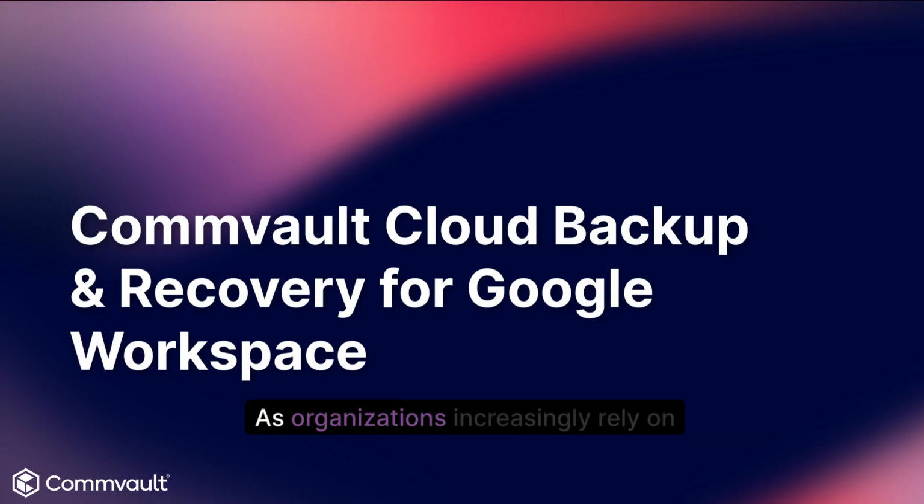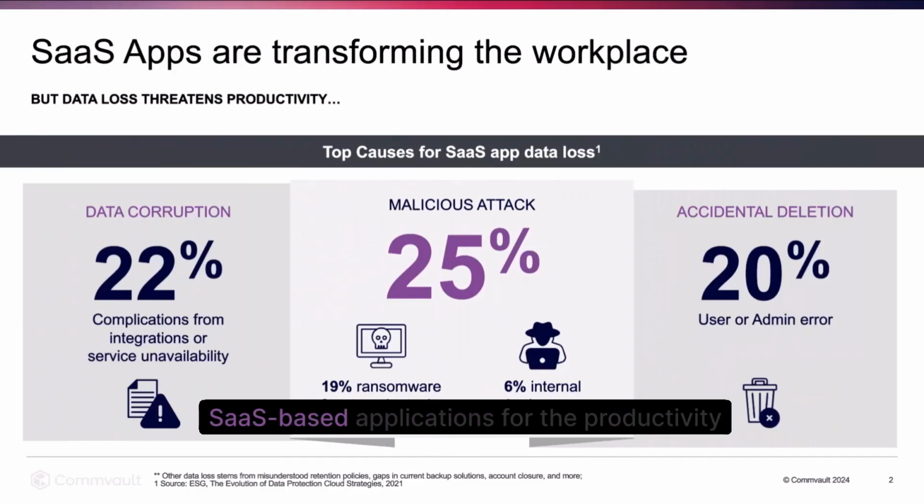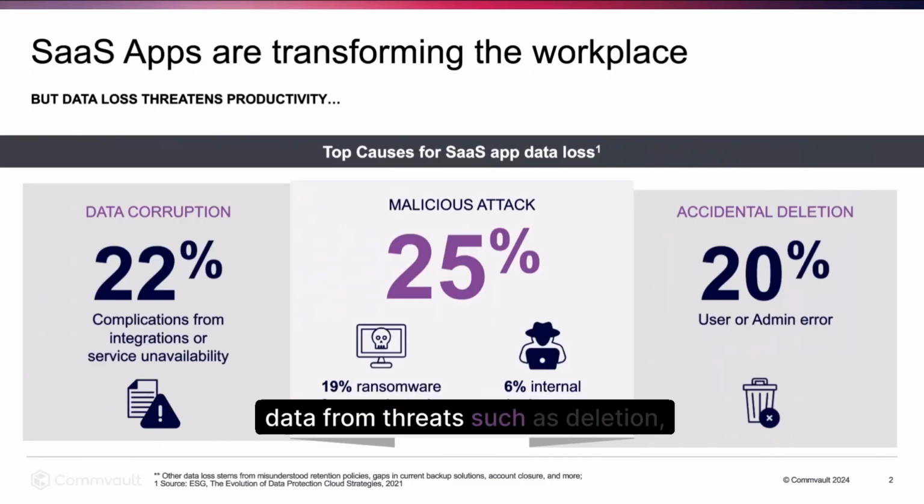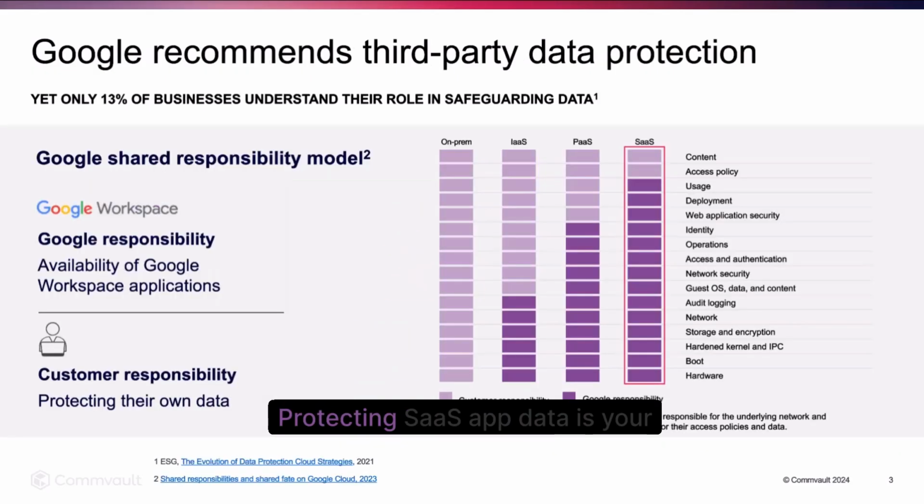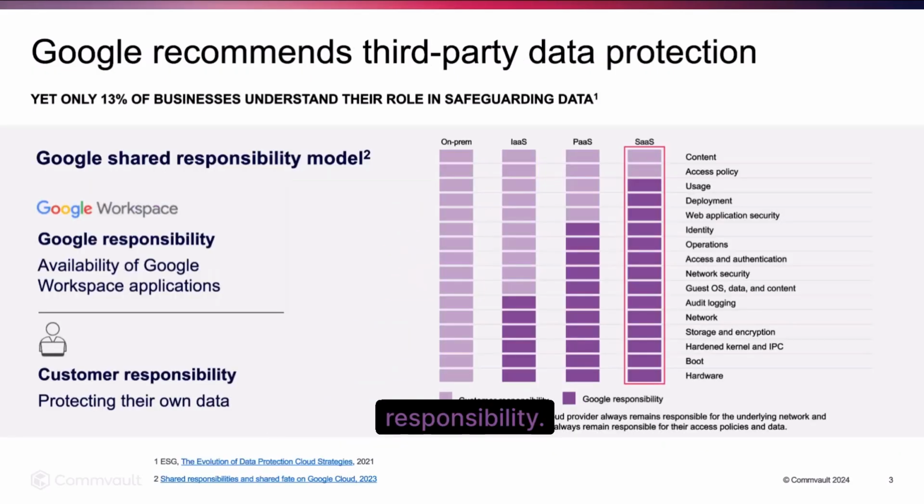Let's begin. As organizations increasingly rely on SaaS-based applications for their productivity and collaboration needs, safeguarding this data from threats such as deletion, corruption, and malicious attacks is crucial. Commvault Cloud offers proven data protection for your SaaS app data, including Google Workspace. Protecting SaaS app data is your responsibility.